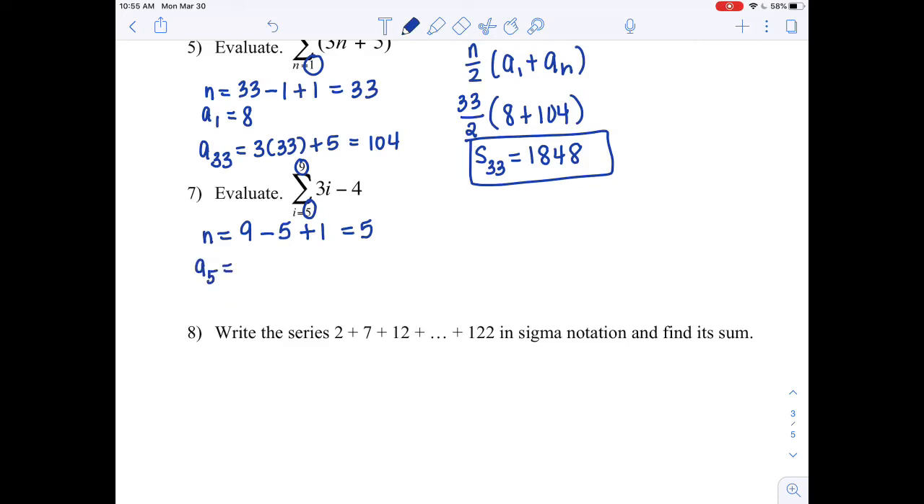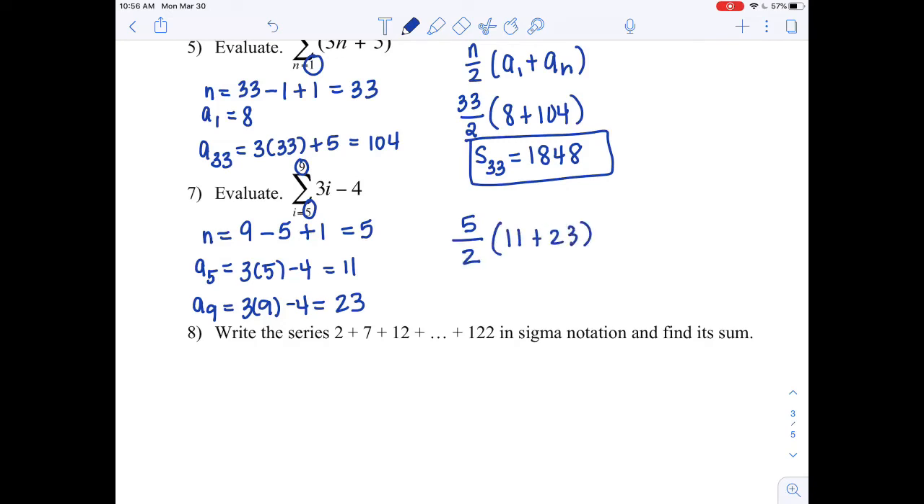This time, the first term is actually not going to be a sub 1. It's actually going to be a sub 5, the first value you get when you plug in the first number of that sigma. So that would be 3 times 5 minus 4, which comes out to be 11. Your last term, in this case, is going to be a sub 9, the number you get when you plug in what's on top of the sigma. So 3 times 9 minus 4 comes out to be 23.